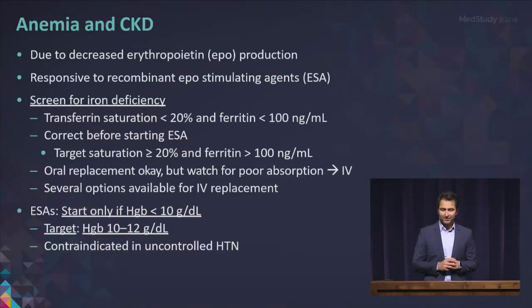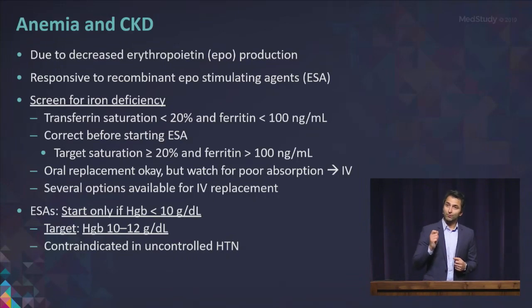Anemia of chronic kidney disease, we're all familiar and recall it's related to decreased EPO production from the kidneys, which leads to decreased production of red cells from the bone marrow. This anemia in kidney disease can be treated with erythropoietin stimulating agents. It's important when you do that you screen for and treat any iron deficiency.